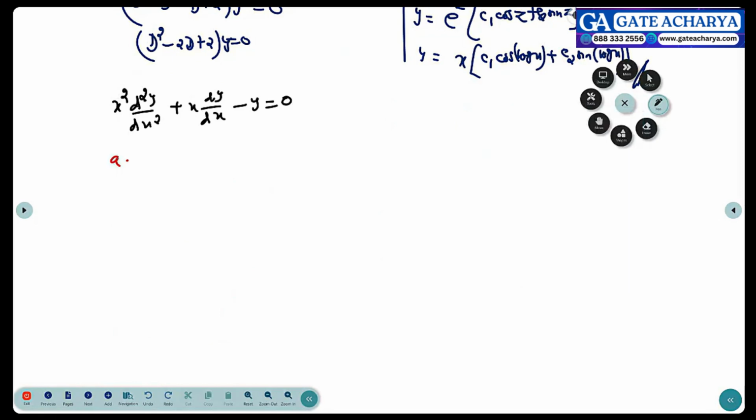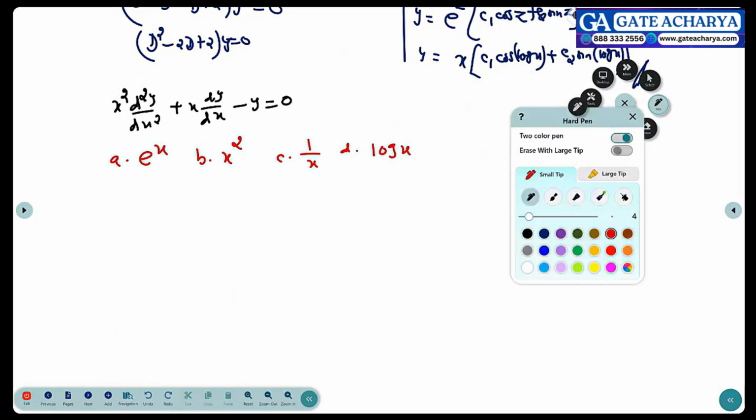Option A, e power x. Option B, x square. Option C, 1 by x. Option D, log x. So x square d square y by dx square plus x dy by dx minus y is equal to 0. Among these four, which one is the correct solution of the equation?